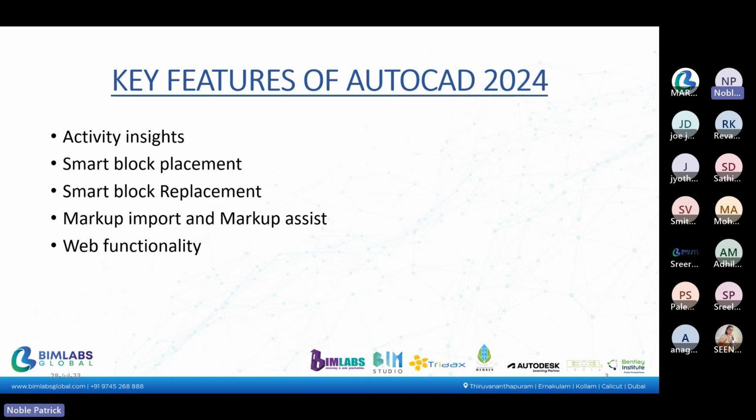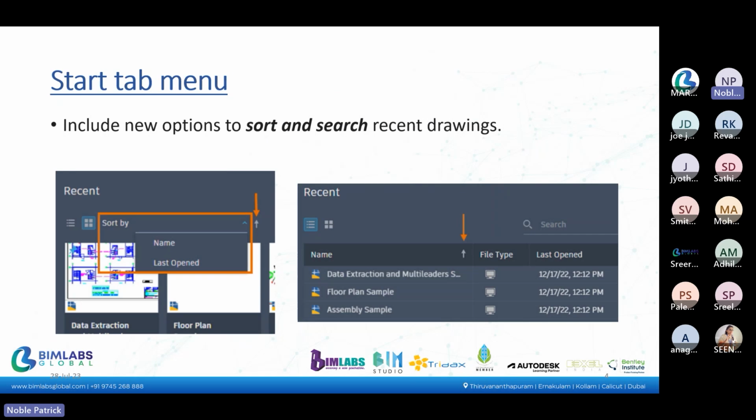I'm starting with the Start menu tab. There are some features which help in the organization of the drawings. These are the main updates given in AutoCAD 2024. Here we can see both list views and grid views. Both were viewable until 2023, and here also it is provided in the Start menu tab.